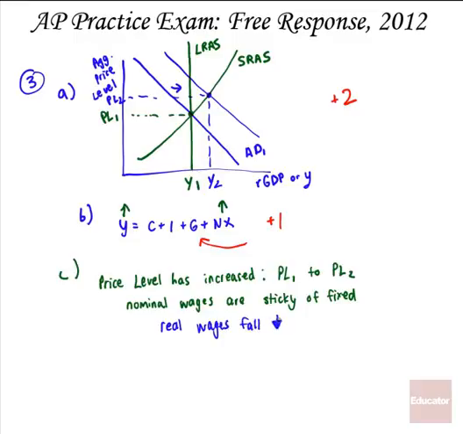So imagine you're making $10 an hour and then the price goes up from $100 to $110. Your wage stays the same. So real wages are actually going to decrease. Your purchasing power is going to go down. Okay, so that will get you the 4th point. And the final 2 points for part D, let's go over this here.